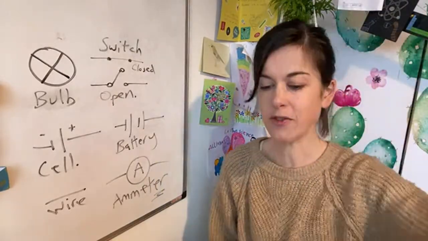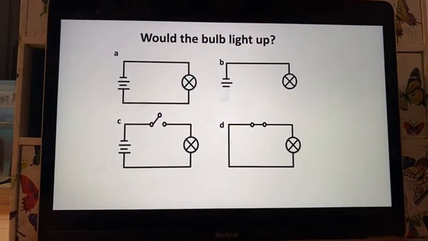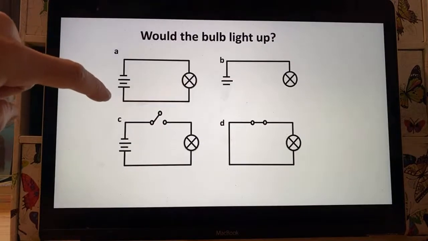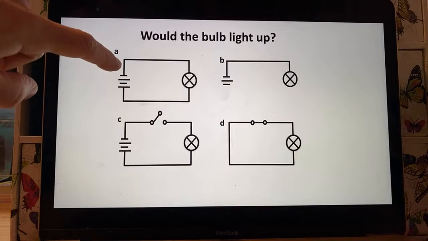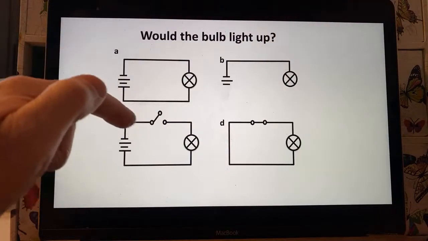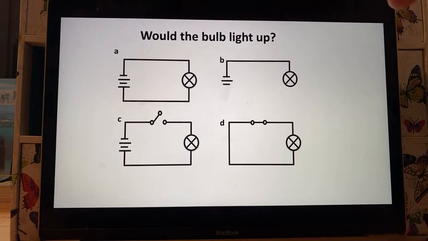Right, you have all the information you need to tell me if these bulbs will light up. Here's your little quiz. Would the bulb light up? So you've got A, B, C, and D. A is a battery and a bulb joined up with wires. B is basically half of that, so there's no wire going from the bulb to the battery. C is a battery and a bulb and an open switch. And D is a bulb and a closed switch. Which one of those bulbs will light up, please?